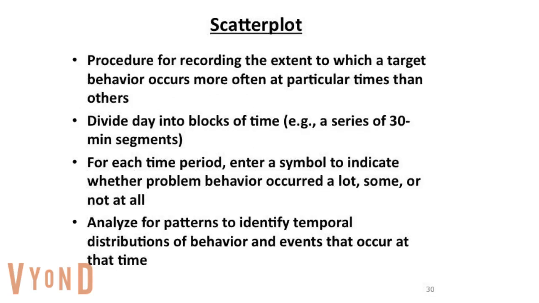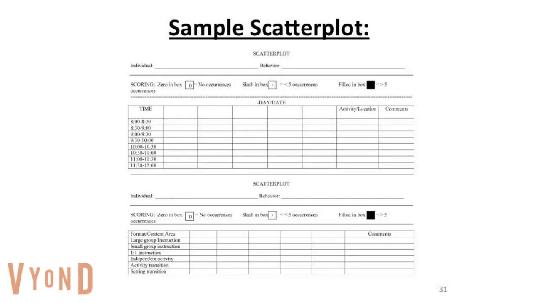A scatterplot helps to identify if a behavior occurs more during a certain part of the day. Divide the day into segments of time. Then track when the behavior occurs in the corresponding time slot. Here is a sample of a scatterplot collection form. You will see that they have a code to indicate how many times a behavior occurred during each time block.